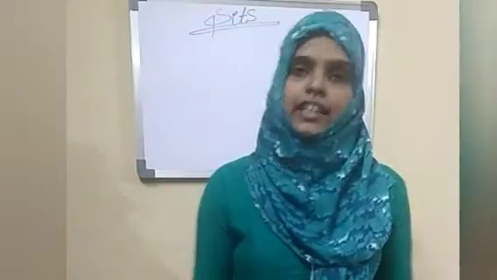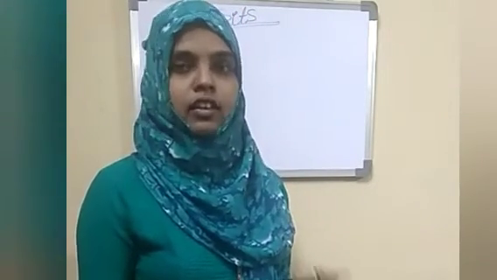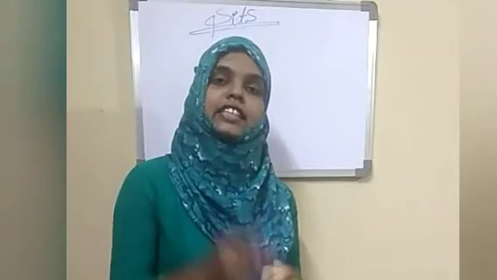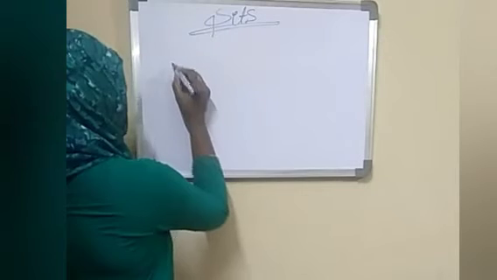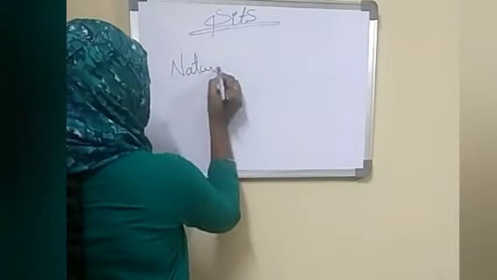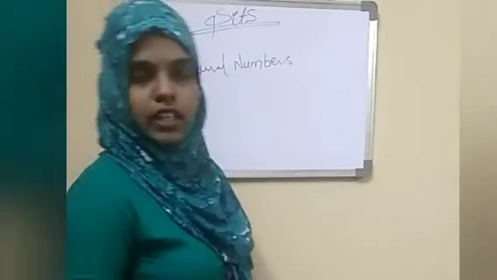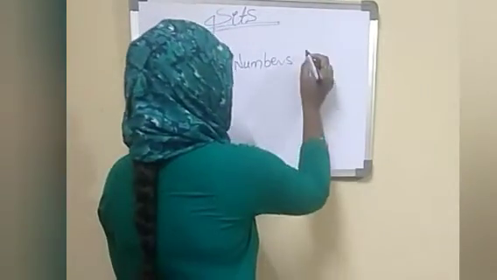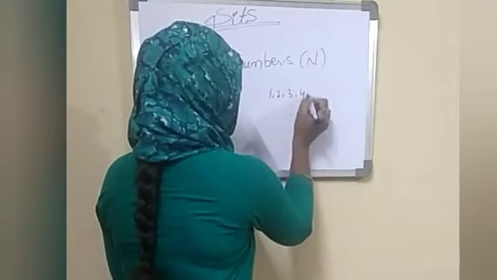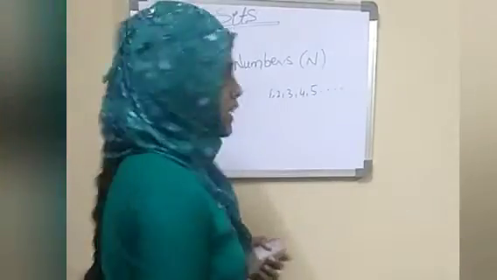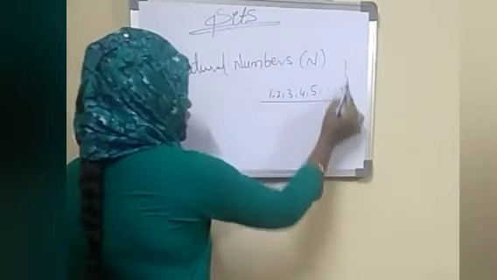Now let us see another example. We have infinite numbers in maths. How many numbers do we have? We have infinite numbers, and they are categorized into different families, like natural numbers. Natural numbers are denoted by which letter? N, and these are 1, 2, 3, 4, 5 and so on. All positive numbers belong to natural numbers.